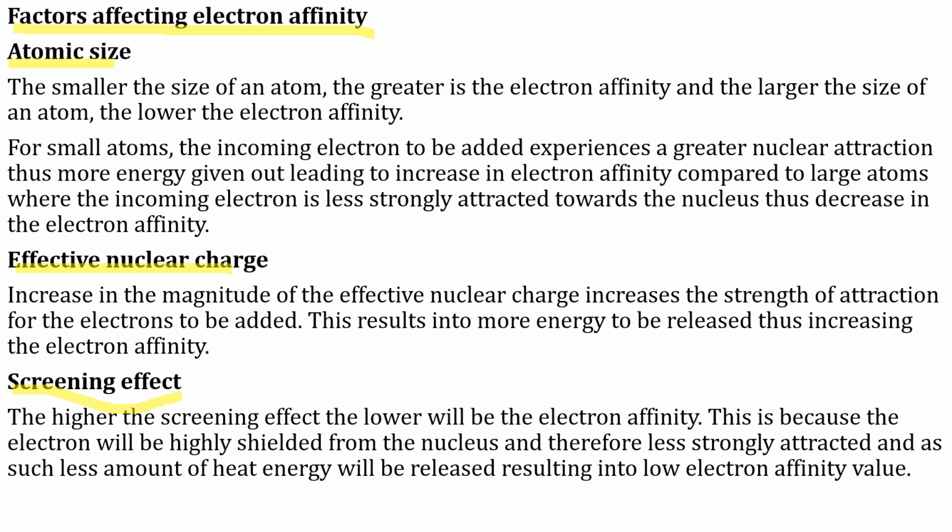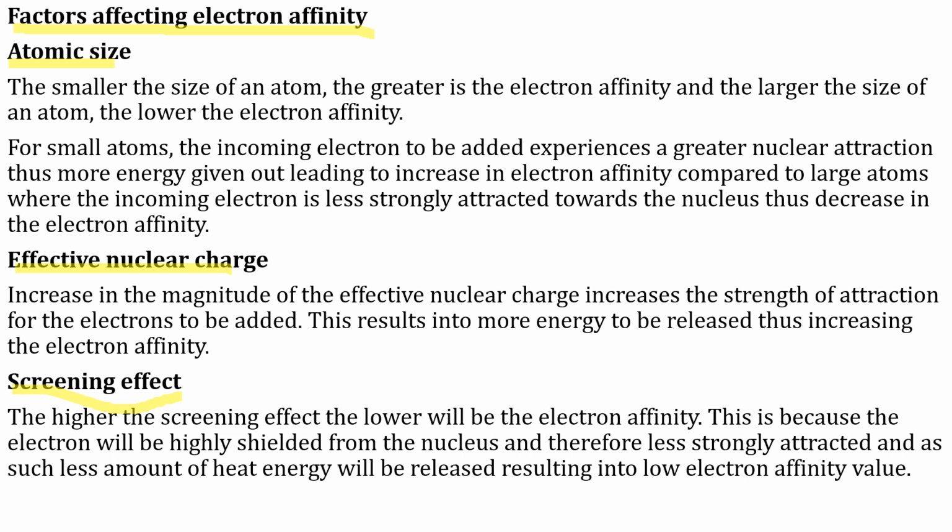If the atomic radius is small, we expect that the incoming electron is going to experience a stronger nuclear attraction than it is repelled. Therefore, we expect higher amounts of energy released. The more strongly it is attracted, the higher the amount of energy released. And since we measure electron affinity in terms of energy evolved, that means electron affinity is going to be high.